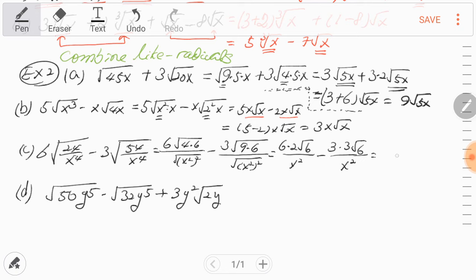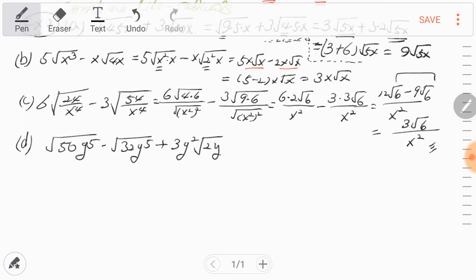Okay, since the denominator is the same, we can add the numerators. So the numerator is 6 times 2 is 12, square root of 6, minus 3 times 3 is 9, square root of 6. And finally, the numerator is what? Square root of 6, square root of 6. So they are like radicals. So 12 minus 9 is 3 square root of 6 over x squared.